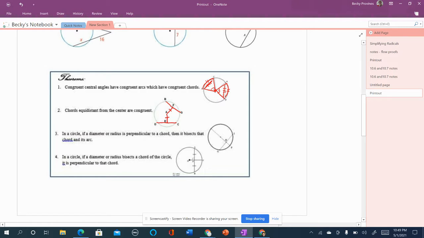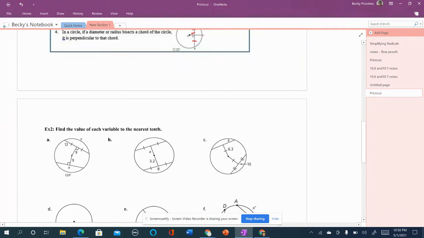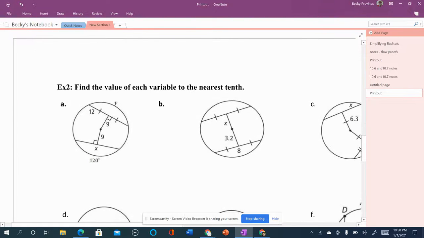Now, the third and fourth theorem, they are converses of each other. The third one says that whenever you have a radius or diameter, it's going to come down, and if it's perpendicular, it's going to bisect your chord and it's going to bisect your arc. We will use this a lot. Now, we also have the converse. If it's bisected first, then we know there has to be a right angle there. So let's practice these real fast.